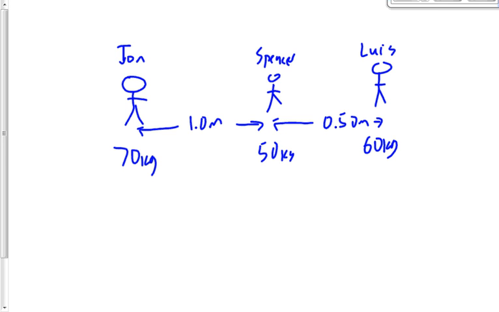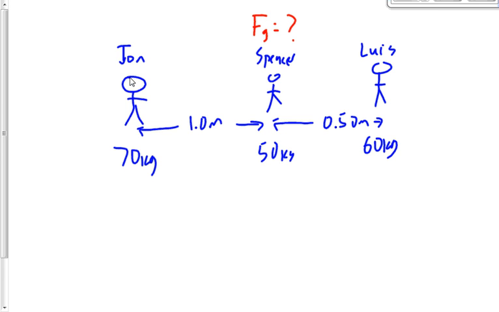We want to find the force of gravity caused by John and Luis on Spencer. In other words, who's attracted to Spencer more, John or Luis? Well, we know they both produce a force of gravity on Spencer. Both of those forces are really, really small because the masses of John and Luis are really, really small. Now, Luis has a smaller mass than John, so you'd think he should produce a smaller force, right? But Luis is closer.